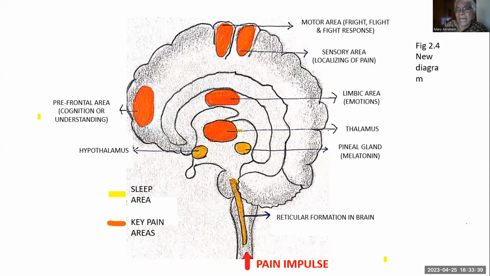They have found this on functional MRI. When they have done fMRI of a patient with pain, they found not just one area lighting up, but several areas of the brain lit up. So pain is very complex. Okay, I just wanted to show this.